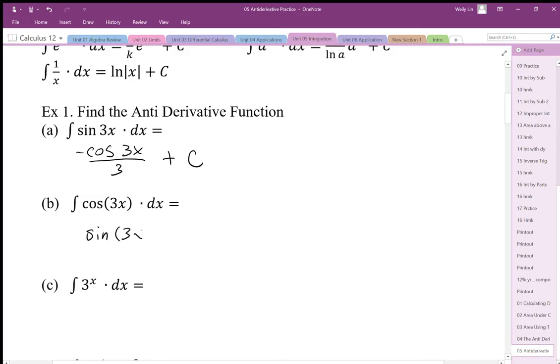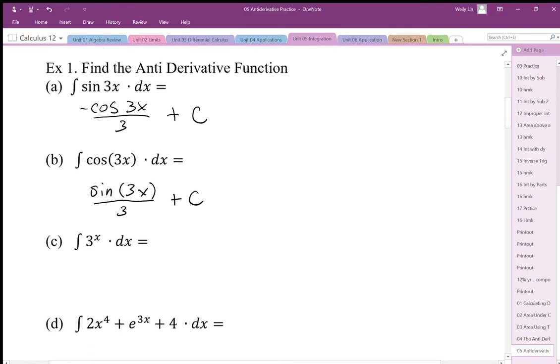Okay, so the derivative of sine is cos, so the antiderivative of cos is sine. And again, we have to account for that times 3 by dividing by 3. And we also need to have a plus c involved in there. So the exponent, the antiderivative is itself. Since we would multiply by log 3, we need to divide by log 3 when we go the other way around. Okay, and then we need a plus c here.